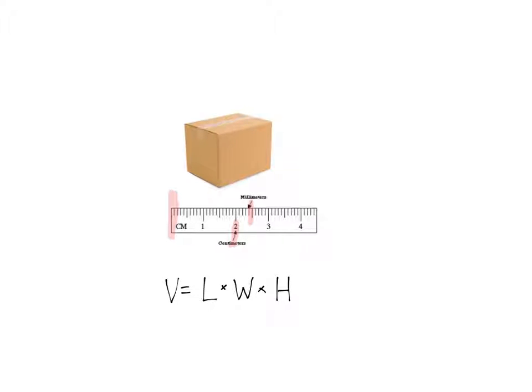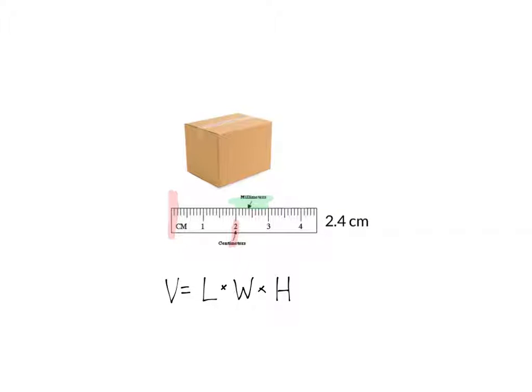So for example, if we were to measure where this arrow is pointing to, right here, it would be 2.4 centimeters. Okay, so that is what's being measured as far as that arrow. 2.4 centimeters. Okay.